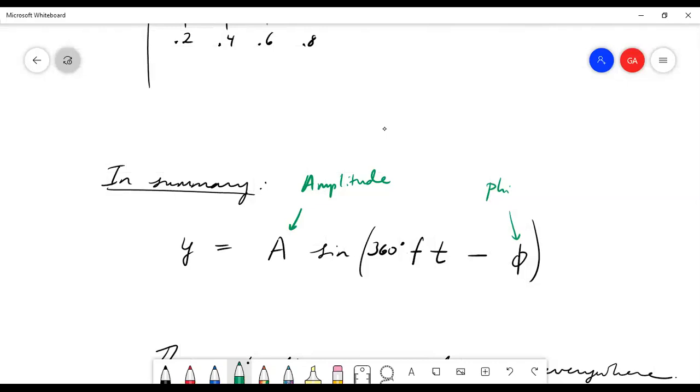So if I wanted a wave having a frequency of 10, and the unit of frequency is hertz, for those of you who are not familiar, if I wanted a wave of 10 hertz, my equation would be 360 degrees times 10 t minus phi, and you could write this as, if you were plotting this in a graph or something, that's what this would look like.